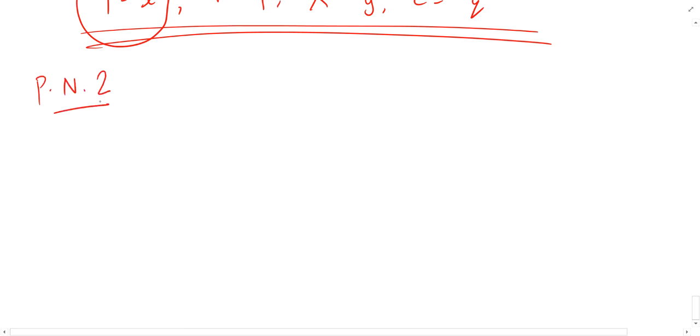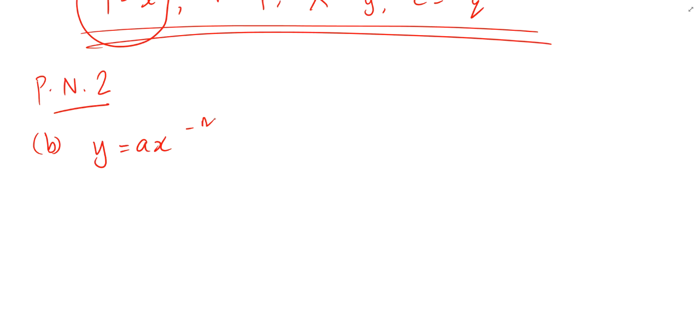Part A, anybody needs help? B? B. Okay, let's start with B first. y equals to ax power negative n. This is definitely not linear, because my x has a power negative n, where n is a constant.